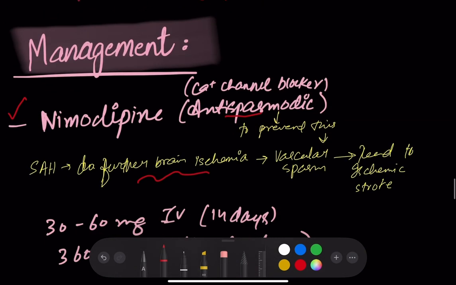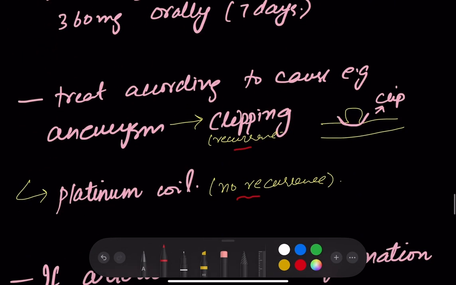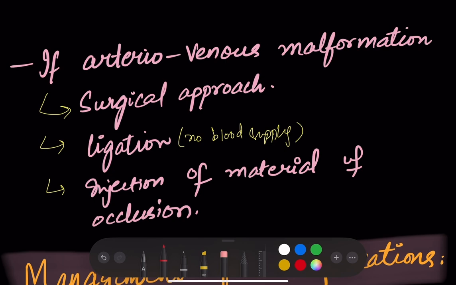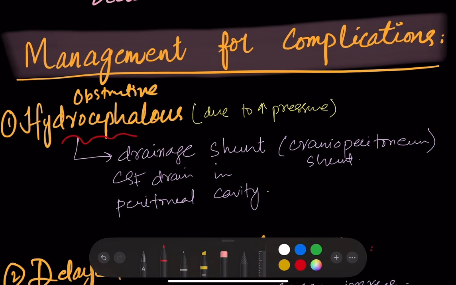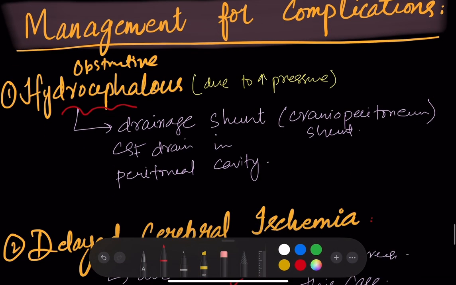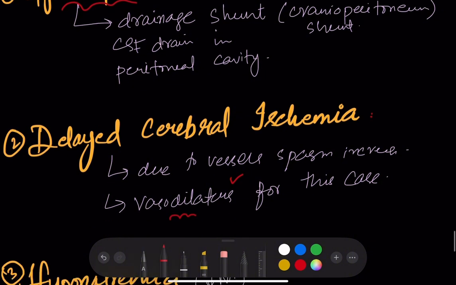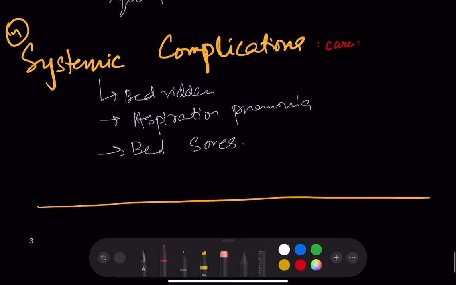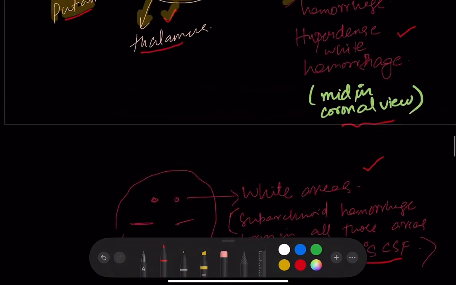The management is that antispasmodics are given to prevent further brain ischemia, that is nimodipine. And the cause is treated, that is clipping is done, or occlusion material is given, or platinum coil is given, or a surgical approach or ligation is done. For the complications, if it is hydrocephalus, then drainage is done. If it is delayed cerebral ischemia, then vasodilators are given. If hyponatremia, then fluid is corrected. And for the systemic complications, care of the patient is taken. So this was all about subarachnoid hemorrhage. Thanks for watching.